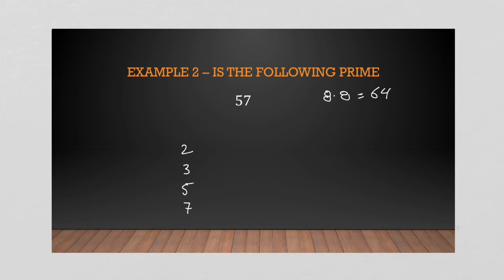Well, obviously 57 is not divisible by 2. It's not even. But what's 5 plus 7? It's 12. 12 is divisible by 3. So we get 57 is not prime because it's divisible by 3. 3 goes into 5 once with 2 remainder. 3 goes into 27 9 times. So 57 is not prime.